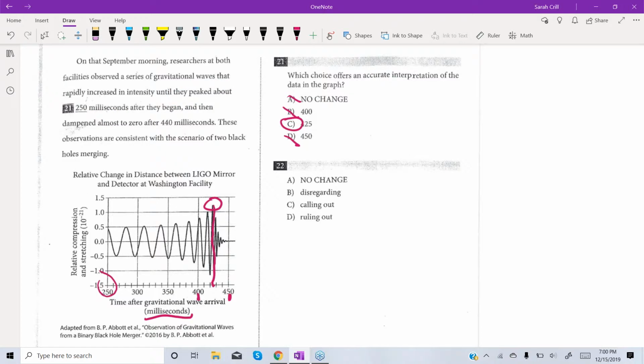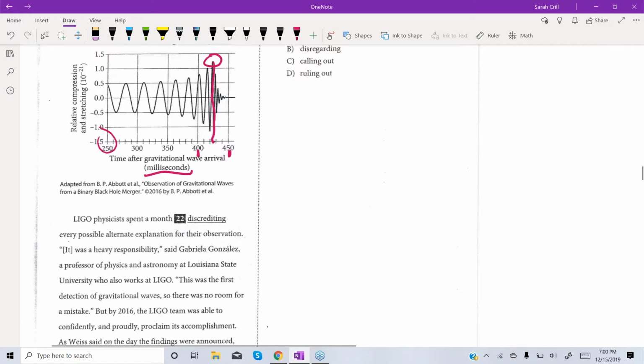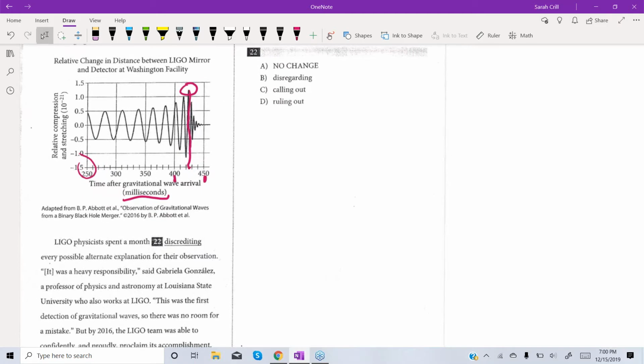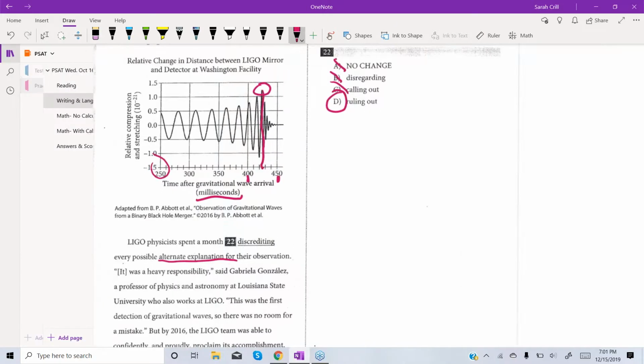Okay, so then they say, these observations are consistent with the scenario of two black holes merging. Okay, let's make this a little smaller. LIGO physicists spent a month discrediting every possible alternate explanation for their observation. Well, they don't want to discredit their observation. They don't want to disregard their observation. They don't want to call out their observation. That's a little informal as well. We don't want to use, this is more of a formal passage. But they do want to rule out alternate explanations for their observation to make sure that what they observed was from the black holes merging and not just some random occurrence. All right, so now we'll move on to math strategies.